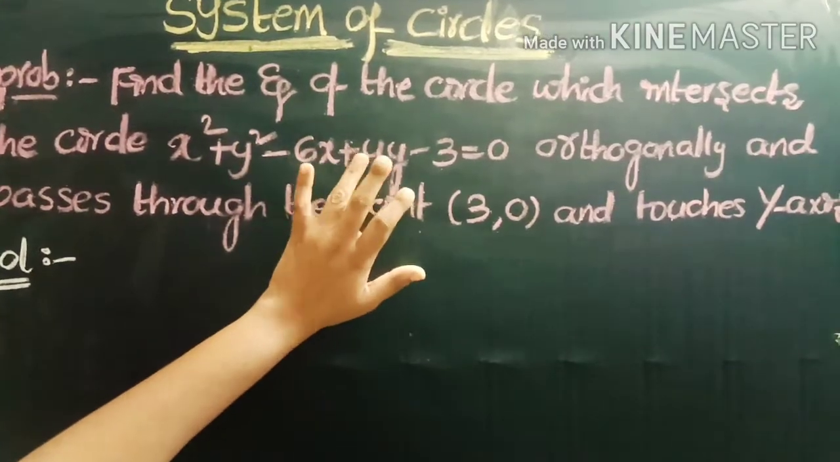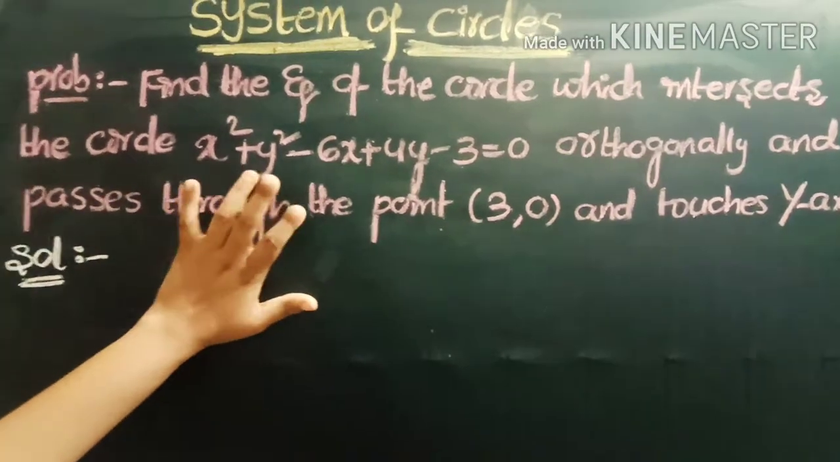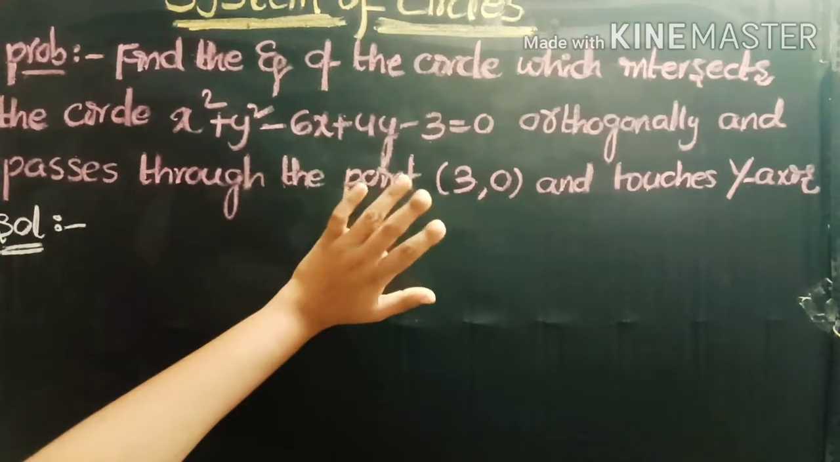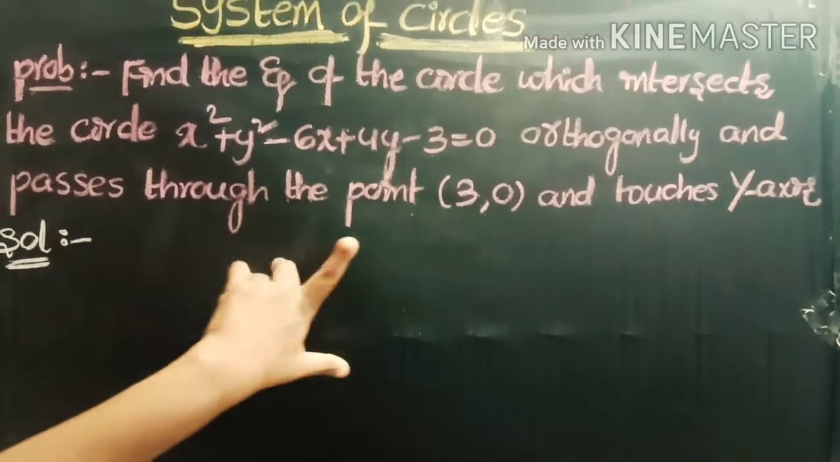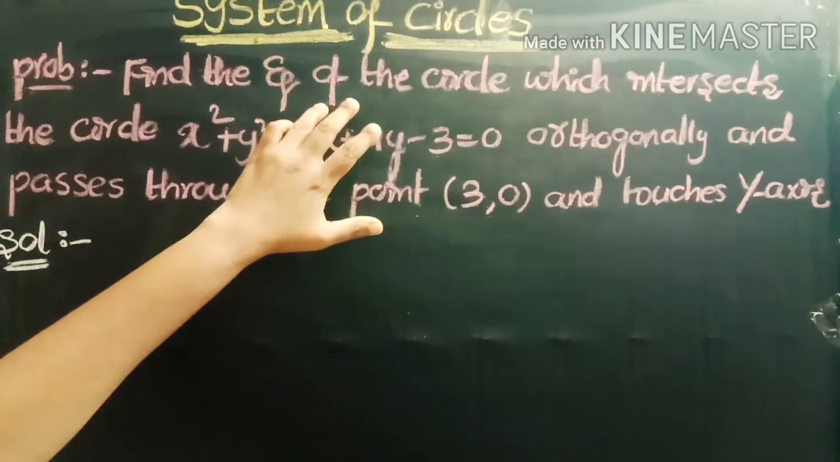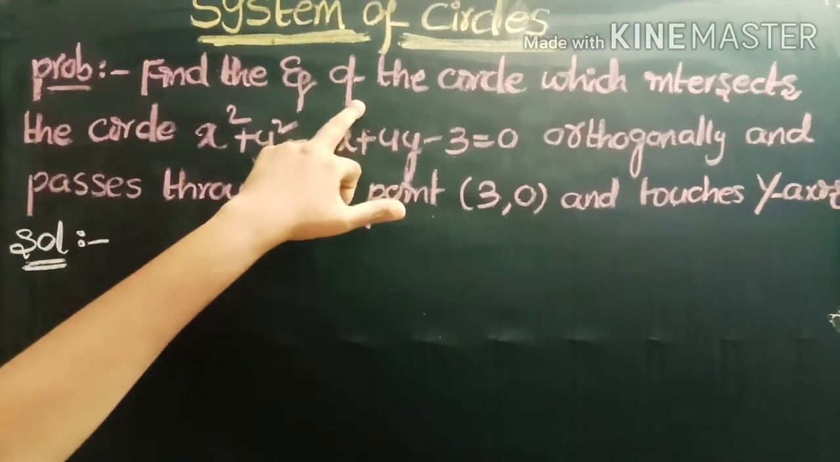Find the equation of the circle which intersects the circle x square plus y square minus 6x plus 4y minus 3 is equal to 0 orthogonally and passes through the point (3, 0) and touches the y-axis. Find the equation of the circle. We are finding the equation of the circle here.